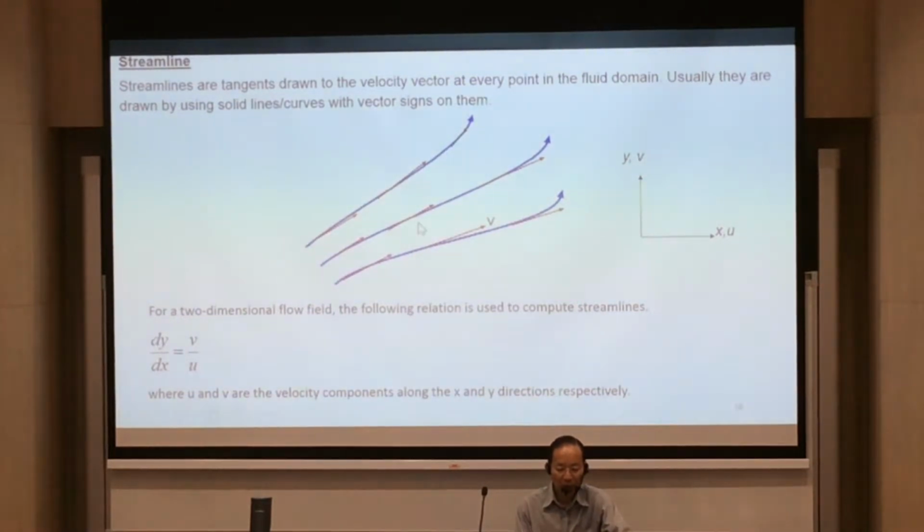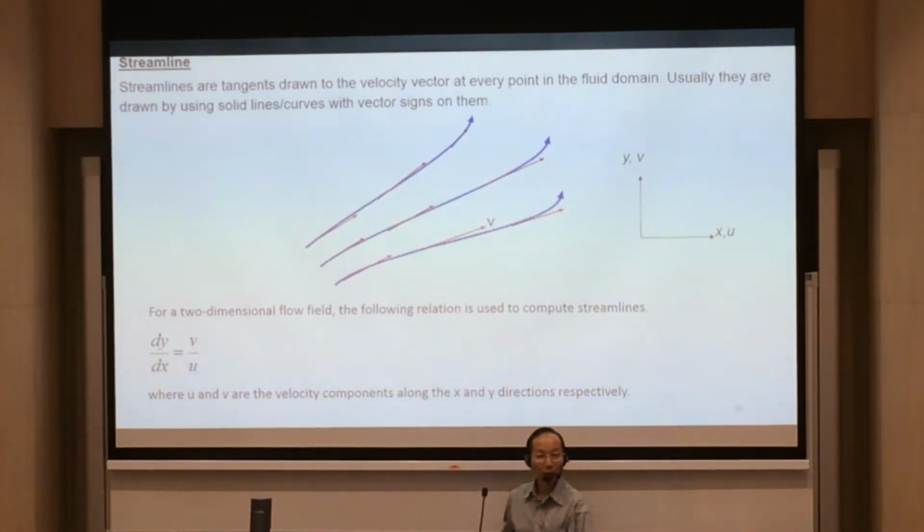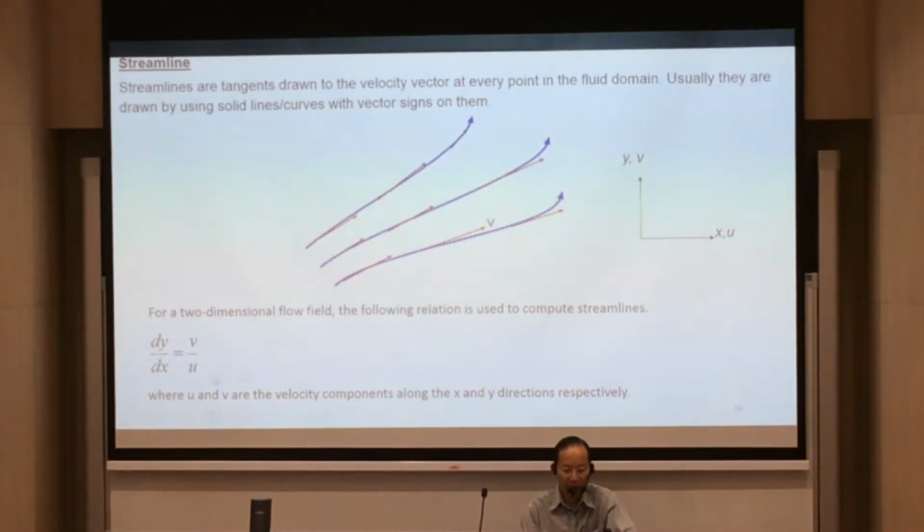Again, in the two-dimensional flow field, we have the following relation for streamlines involving the horizontal component of the velocity and the vertical component of the velocity. It's given by this relation. So this is a streamline relation. That was the pathline relation, and this is the streamline relation: dy/dx is equal to v over u. So pathline relation and streamline relation. I call it the equation of streamlines. A relation is the same as an equation.